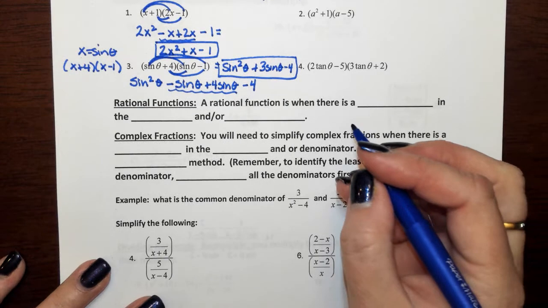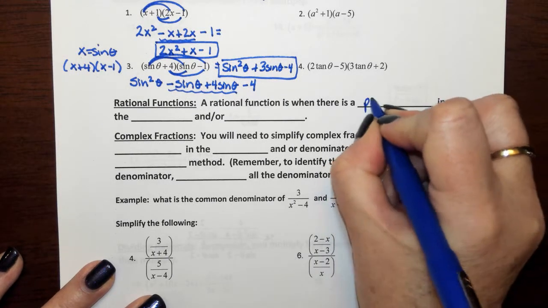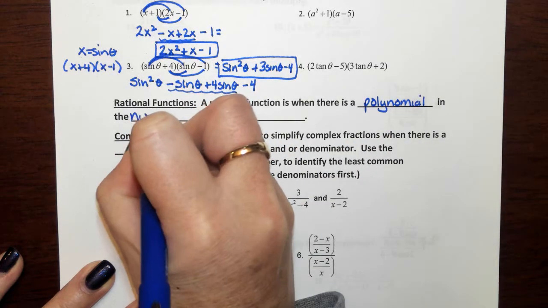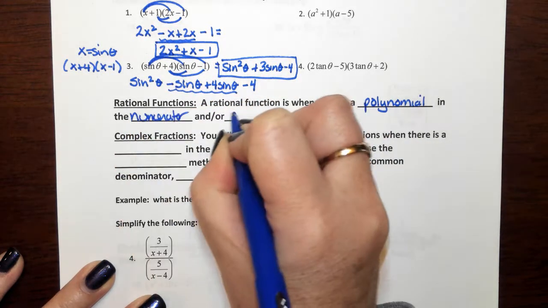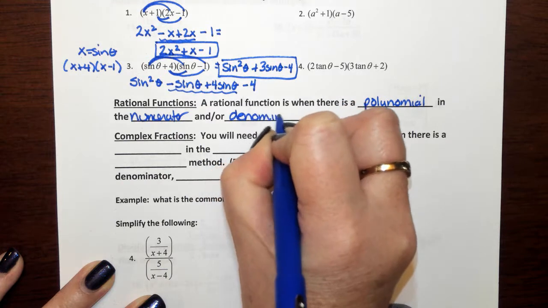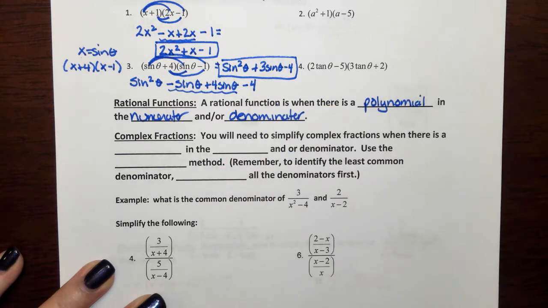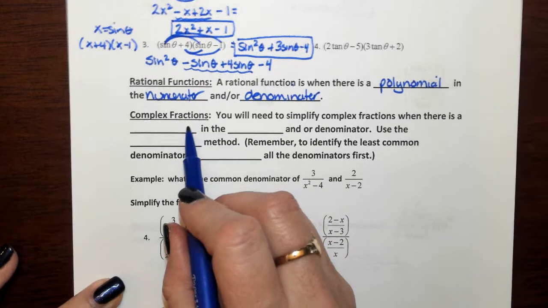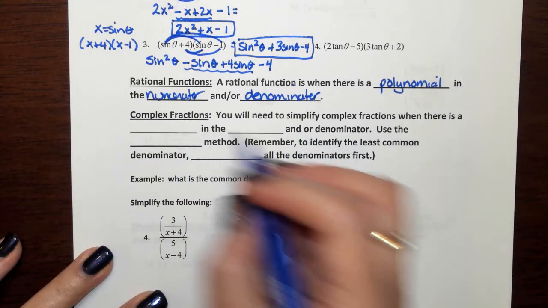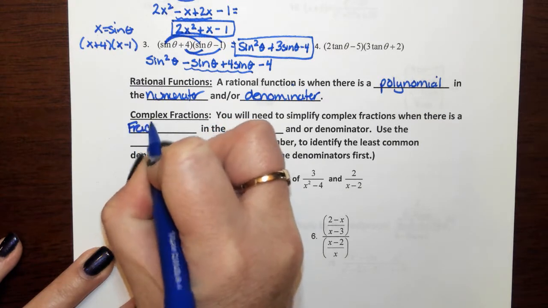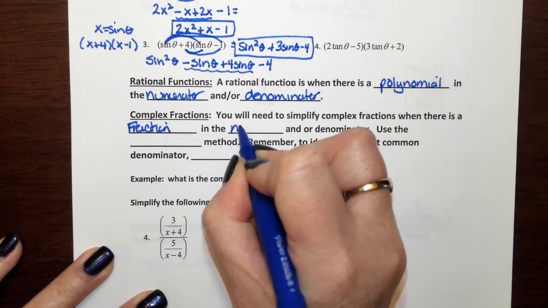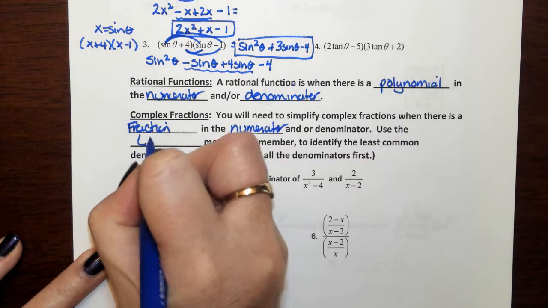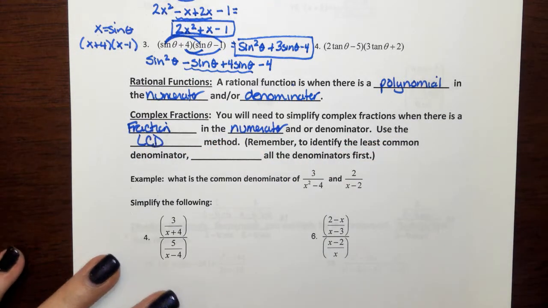Now remember, a rational function is when there is a polynomial in the numerator and/or the denominator. So that's what makes a rational function. One thing you learned last year is when you have a complex fraction. Remember, you need to simplify a complex fraction when there is a fraction in the numerator and/or the denominator. Remember, you want to use the LCD method to simplify it.